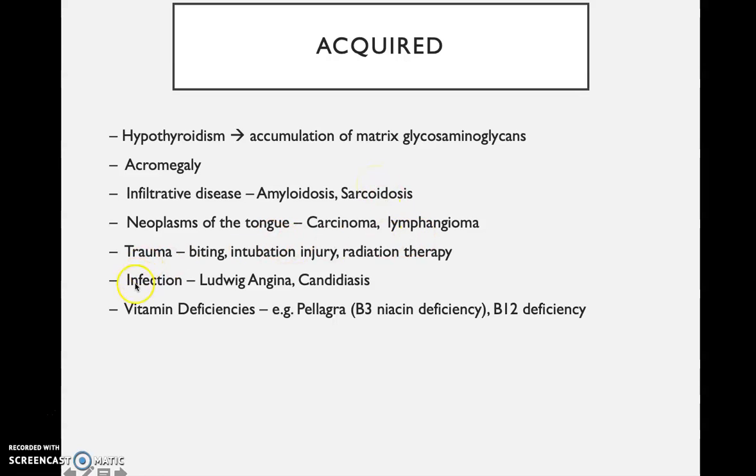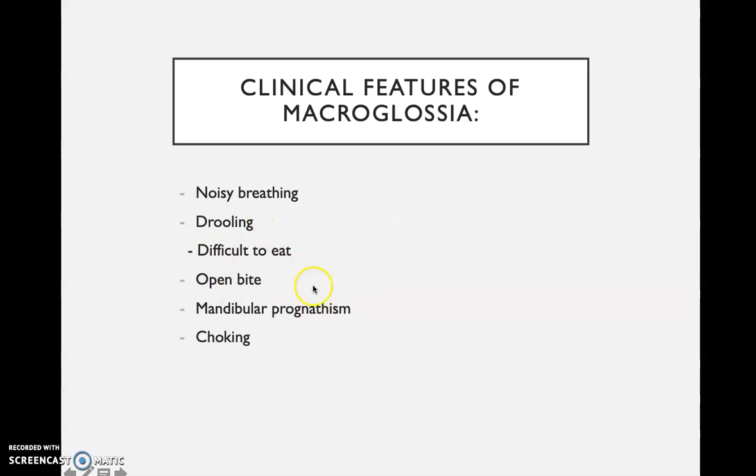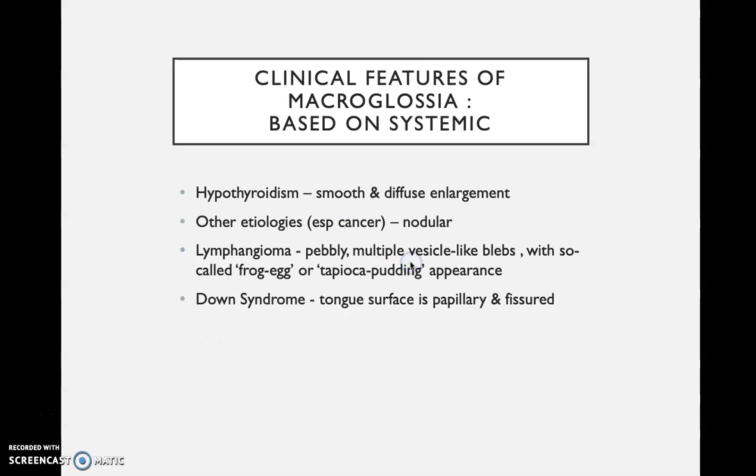Okay, so with infection, you've already learned Ludwig angina, which is very important because it can obstruct the airway. Okay, so that's why with macroglossia, it is actually more of an emergency. If it's acute, it's more debilitating compared to microglossia. Okay, so the clinical features of macroglossia will depend on the systemic problem.